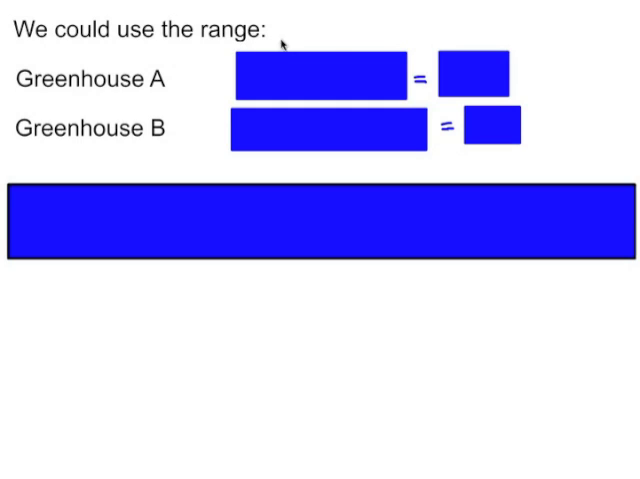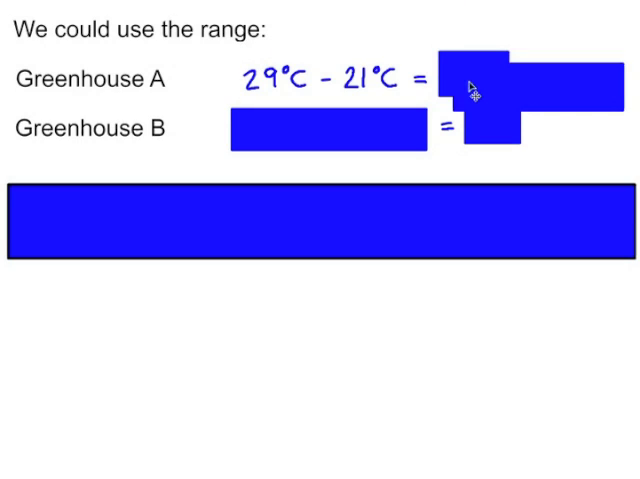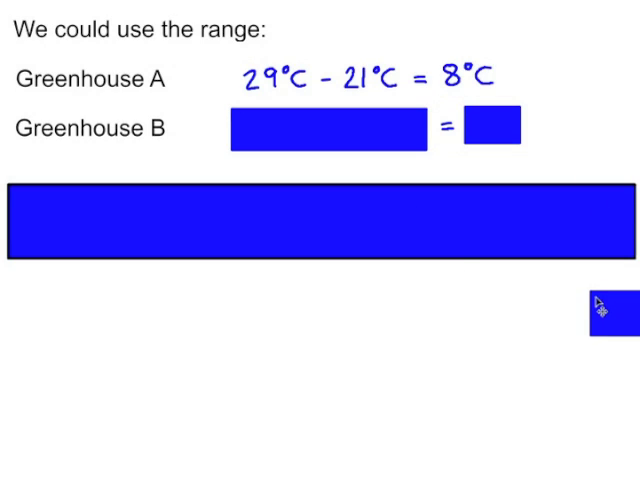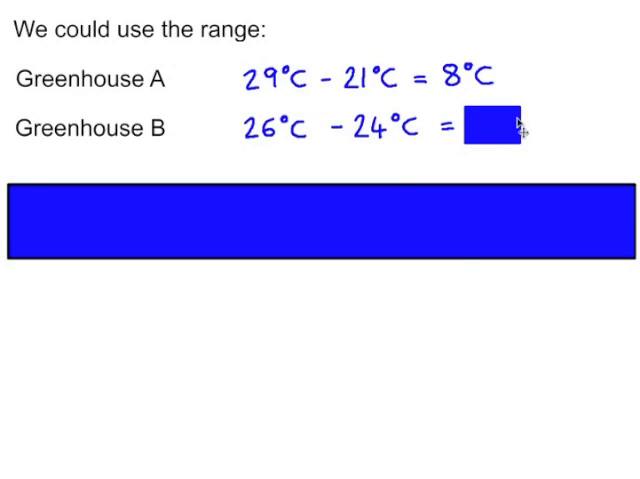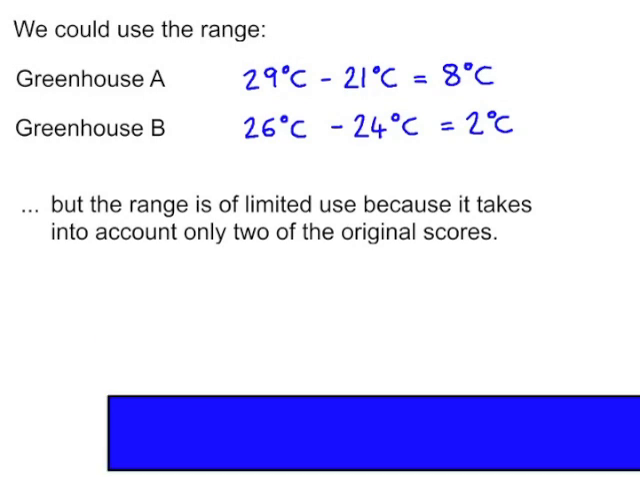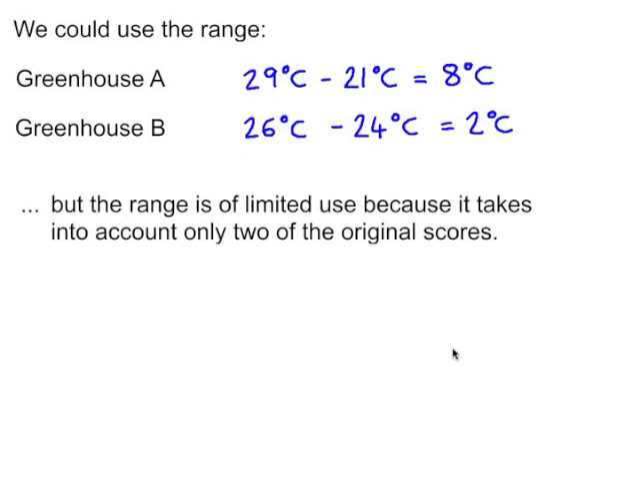The range is the maximum value subtract the minimum value. So for greenhouse A, this is 8 degrees Celsius, and for greenhouse B, it is 2 degrees Celsius. But the problem with the range is that it only takes into account 2 of the original scores, the highest one and the lowest one. These may be outliers and not typical of the data, so the range is of limited use.